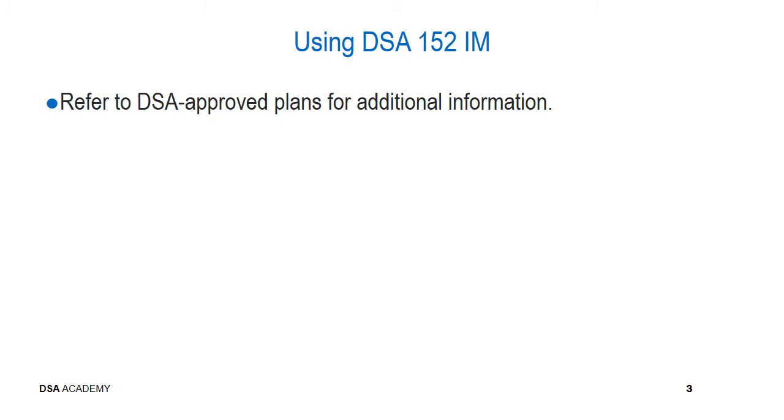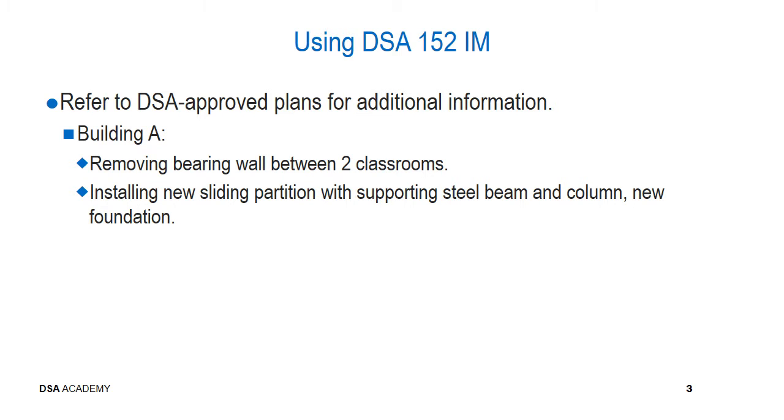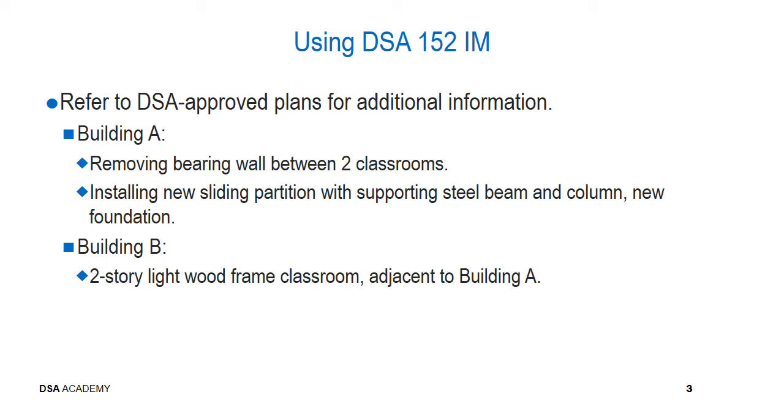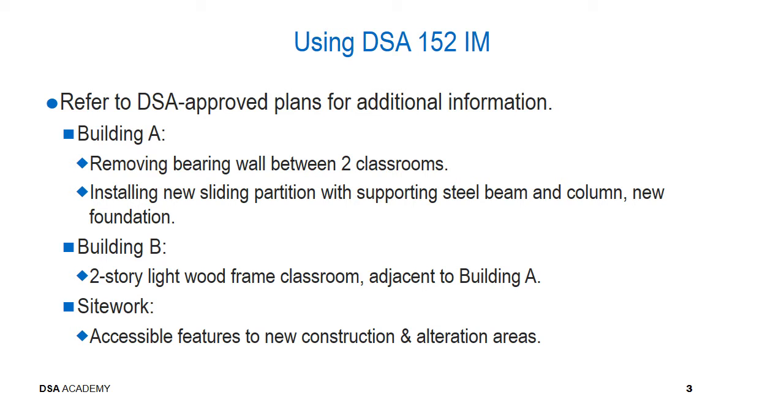Of course, we'd want to get a little bit better understanding than what I just described there, so we'd want to take a look at the DSA approved plans for additional information. Upon doing so, you find that building A is removing a bearing wall between 2 classrooms. There's also the installation of a new sliding partition with a supporting steel beam and column and a new foundation supporting that column. And for building B, it's a 2-story light wood frame classroom which is adjacent to building A. And there's some site work which is primarily providing accessible features to the new construction and the alteration areas described above.